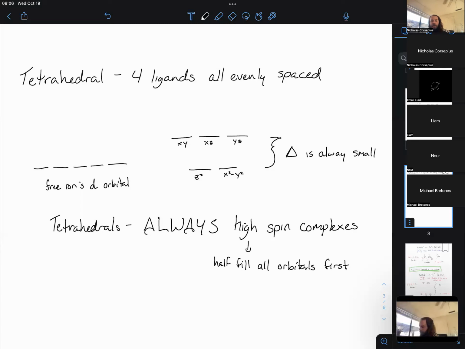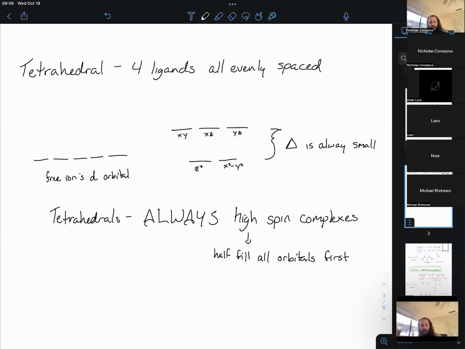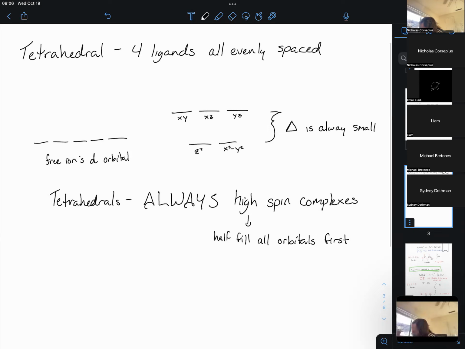So given a complex that's going to have a tetrahedral geometry, let's just take something like Fe(NH3)4 2+. If I'm going to determine the magnetic properties of this complex, that means I need to figure out how many unpaired electrons it has. So the first thing I need to do is determine the oxidation state on that metal, because that's going to help me figure out how many electrons it actually has.